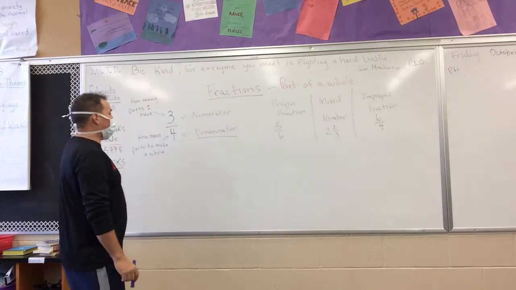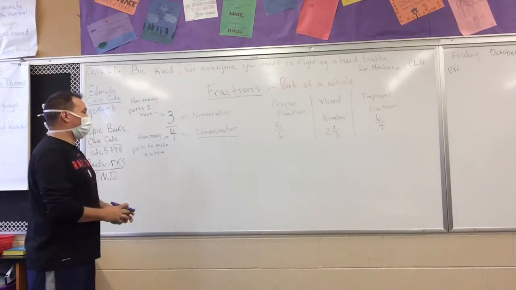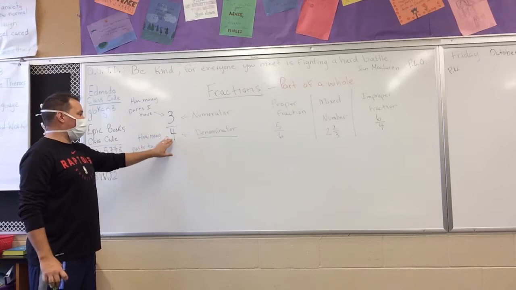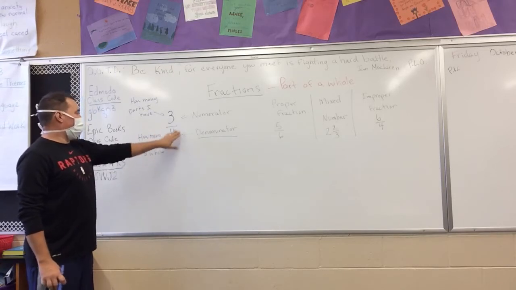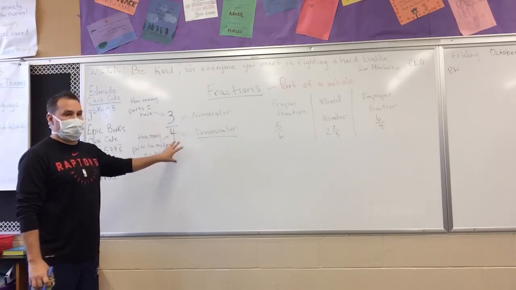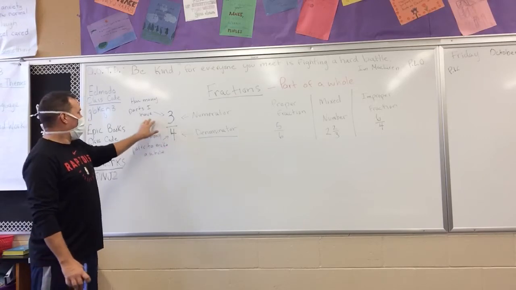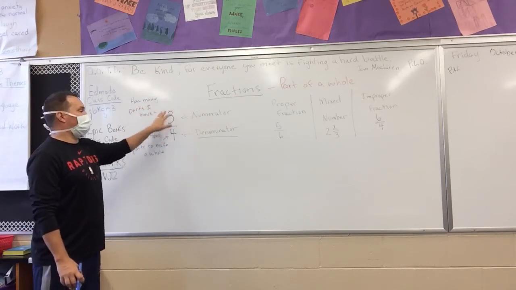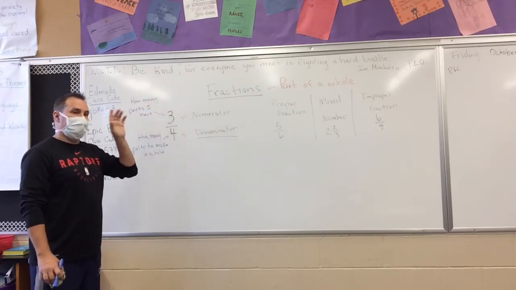So that's what we're talking about when we talk fractions. We have a numerator, we have a denominator. The denominator tells you how many parts you need to make a whole, and the top tells you how many parts you actually have.